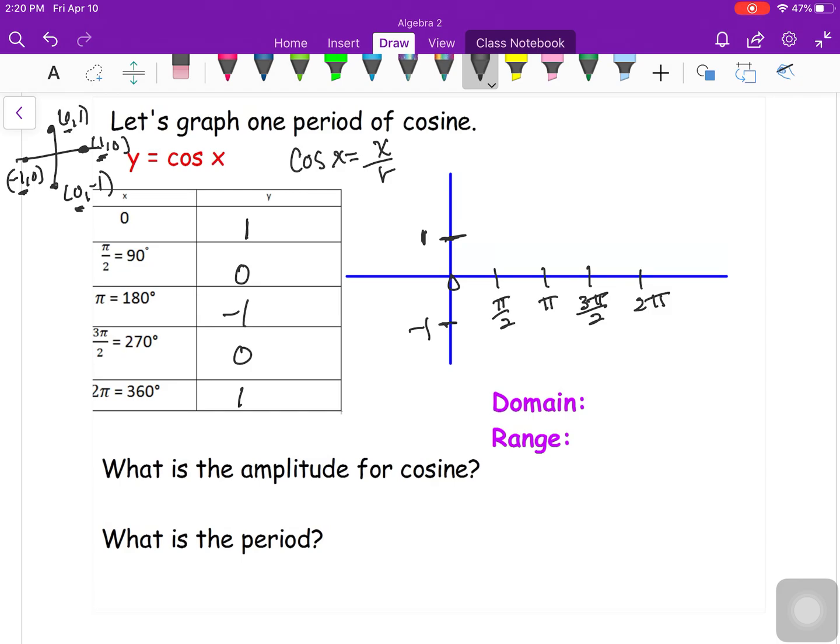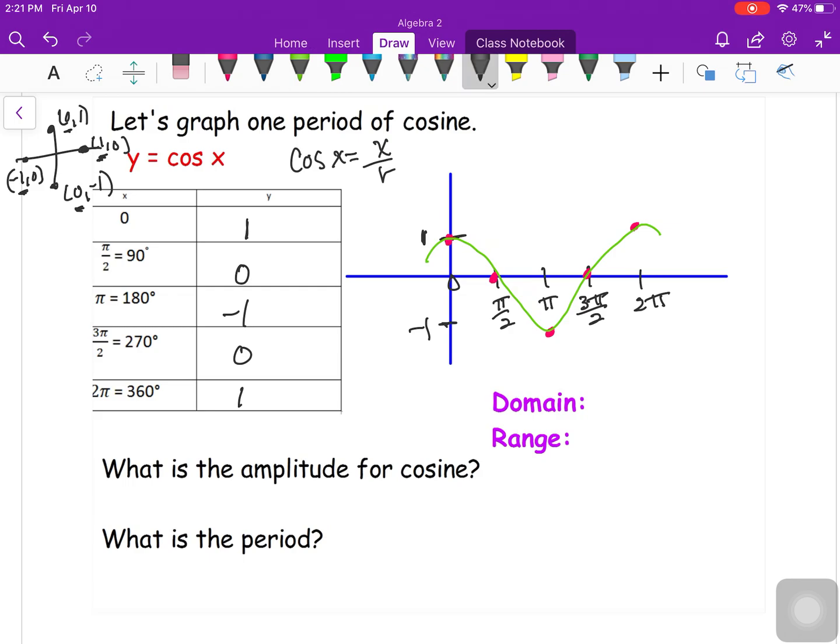Now I'm going to go ahead and plot these points. 0, 1. Pi over 2, 0. Pi, negative 1. 3 pi over 2, 0. 2 pi, 1. And then I'm going to sketch through those points. And again, I come out beyond those points in the cyclical manner that it would continue to the left and to the right.